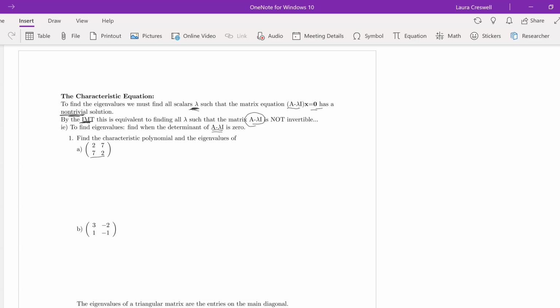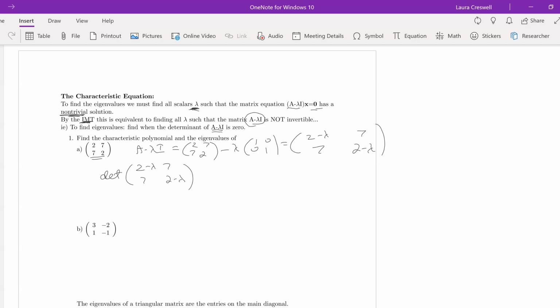All right, so this is my matrix A. First I want to find A minus lambda I. So 2, 7, 7, 2 minus lambda times the identity matrix. That gives me 2 minus lambda, 7, 7, and 2 minus lambda. Now I'm going to find the determinant of this 2 by 2 matrix.